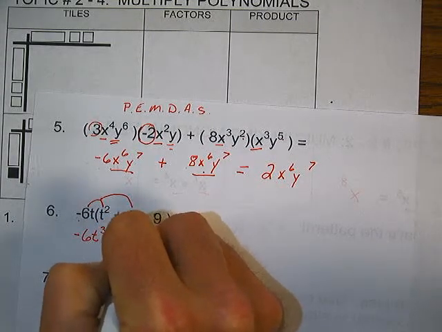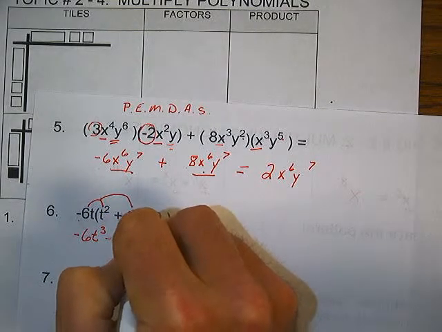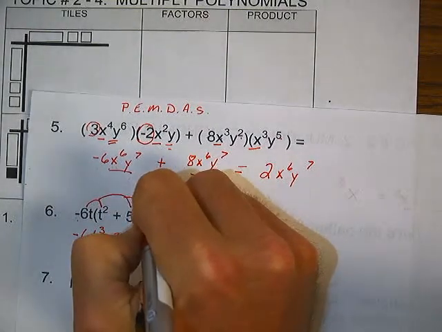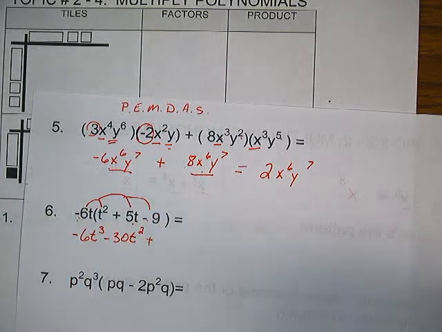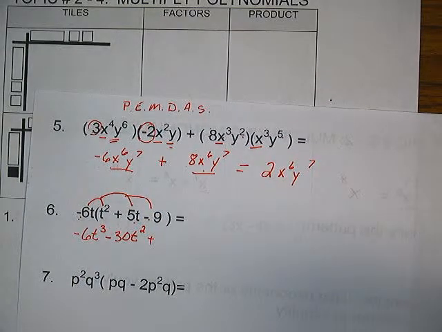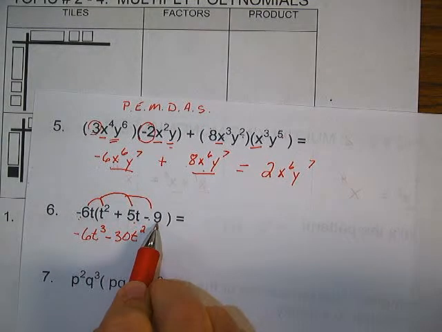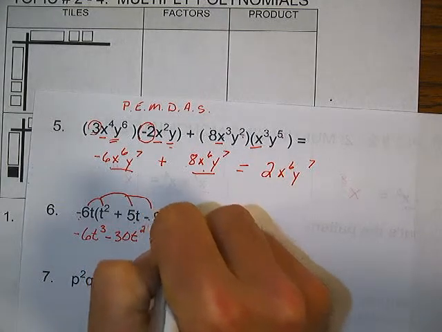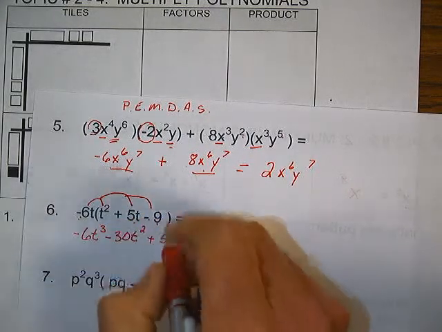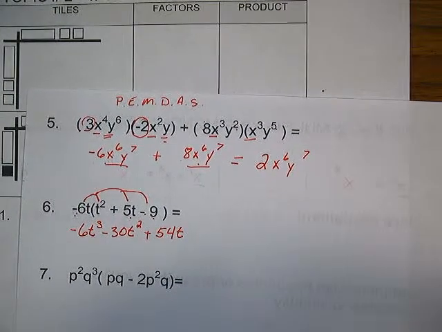Like base t, there's 1 there and 1 there. 1 plus 1 is 2. Now, negative 6 times negative 9. A negative times a negative is a positive. And negative 6 times negative 9 is a positive 54. Okay, good there.